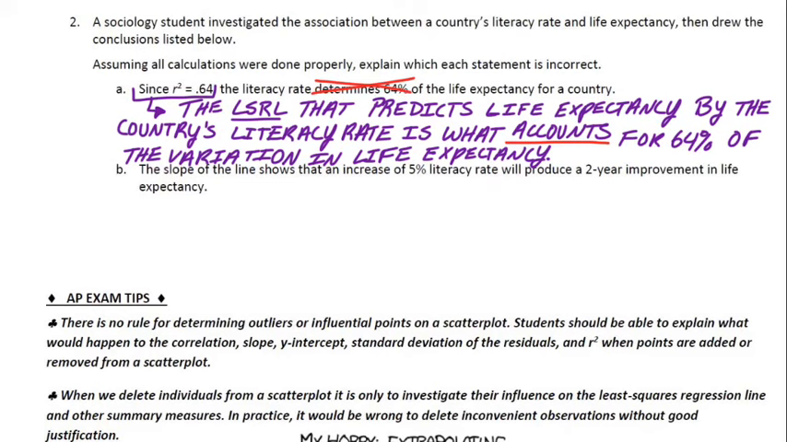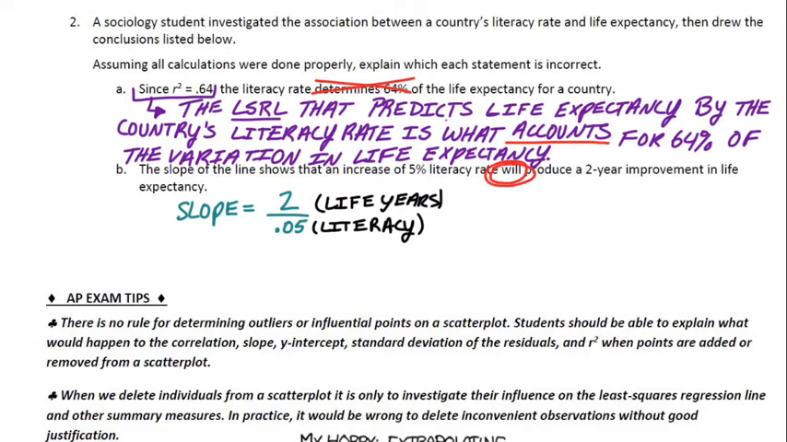Part B says the slope of the line shows that an increase of 5% literacy rate will produce a 2-year improvement in life expectancy. That would actually be okay here. If we think about the slope, it's 2 over 0.05, in this case 0.05 would be the literacy rate, which is our x variable, and then 2 years would be the life expectancy. So for an increase of 5% in the x, we have a 2-year increase in life expectancy.